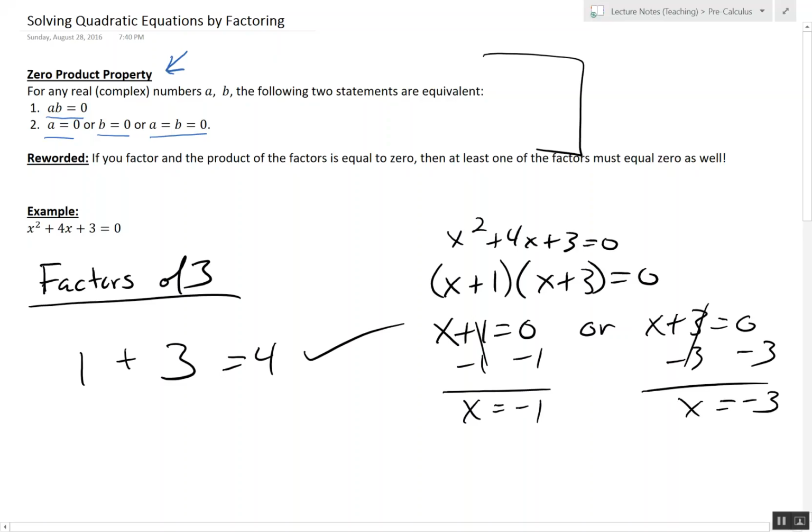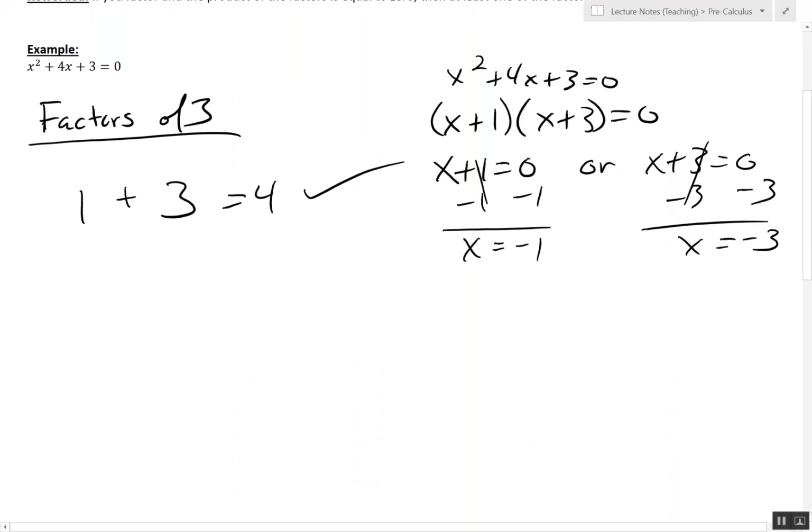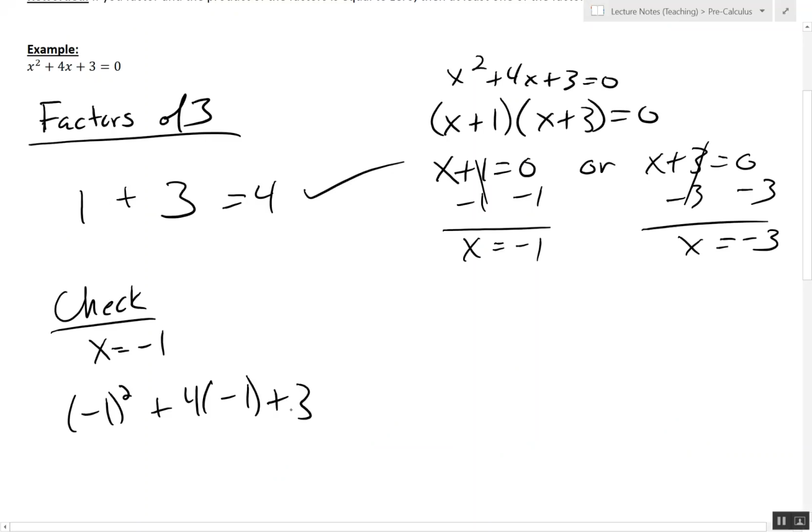And so when you're learning how to do this, it's always good to check your work, so let's check. Let's start with x equals -1. Does -1 squared plus 4 times -1 plus 3 equal 0? Well, we'll get 1 minus 4 plus 3, and that looks to me to equal 0, so that works.